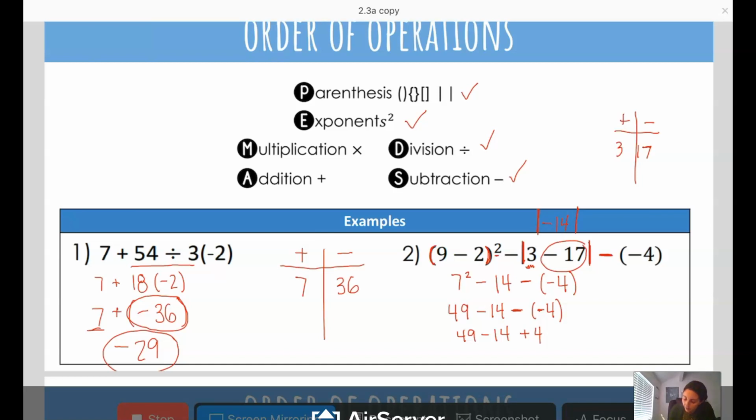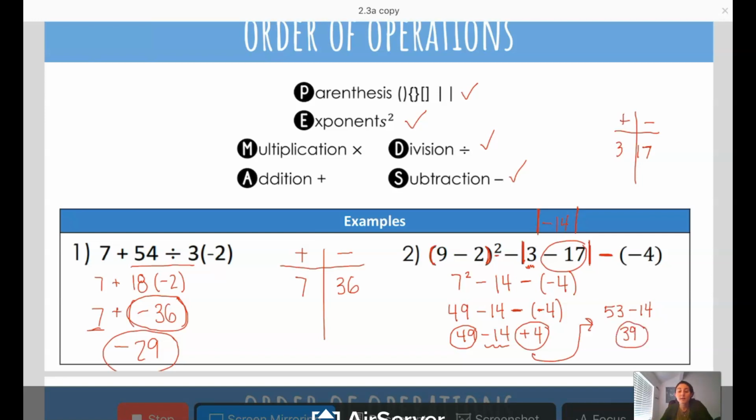Okay, so now we have positive 49, positive 4, and a negative 14. Well, 49 plus 4 is 53, and I'm going to continue my work right here. 53, and then minus 14. 53 minus 14 is 39.